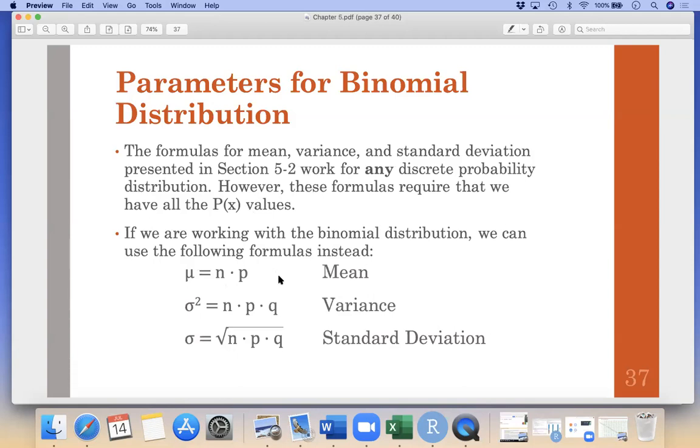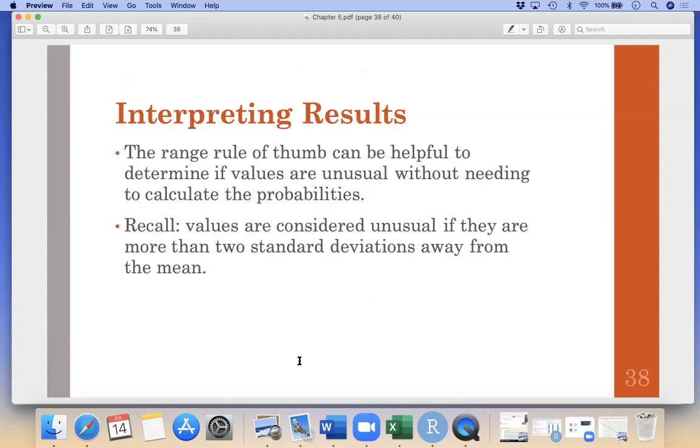That's why it's really difficult to find all probability values for each and every x. That's why we have these formulas. Then you don't need to calculate these values separately or add them. Just use these formulas. Mu means n times p. This is the easiest way. So we can use the following formulas to find the parameters of a binomial distribution. Okay, now how can we interpret these results?